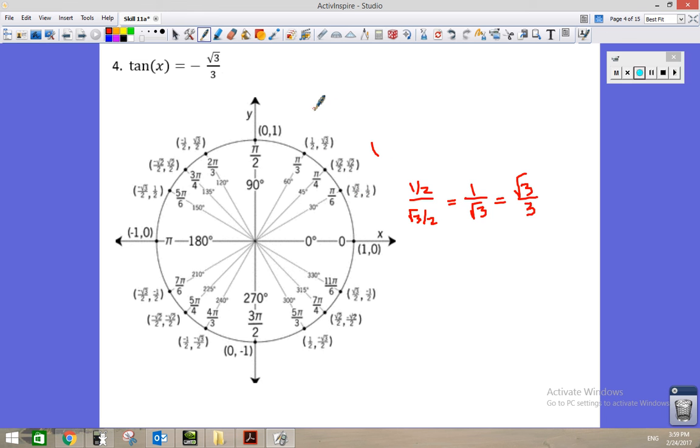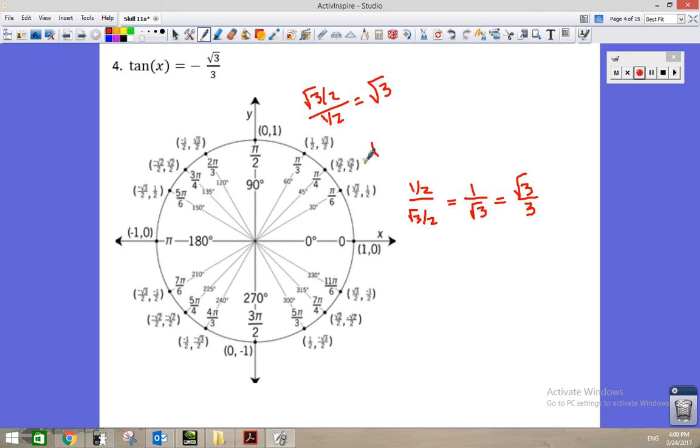And this point right here, if you take the square root of 3 over 2 and divide it by 1/2, the 2's cancel and you just have the square root of 3. So I can use this ratio, and over here in quadrant 2 make them negative, in quadrant 3 make them positive, and over in quadrant 4 make them negative, because remember, tangent is y divided by x, so tangent is positive when x and y have the same sign.